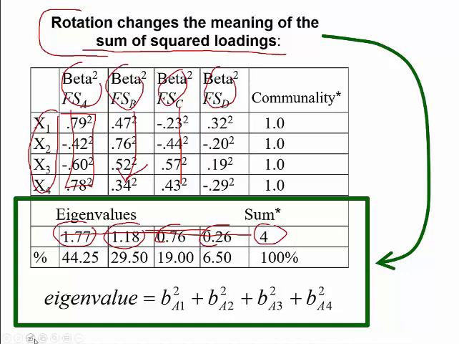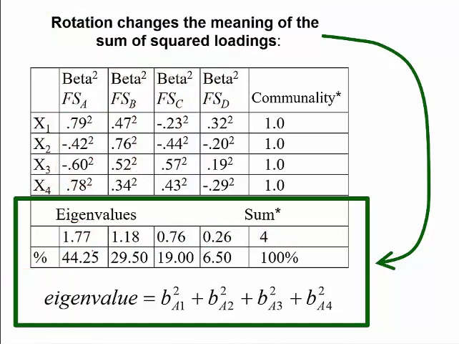And then if we take each eigenvalue and divide by the number of items on our instrument, we get the percent of variance explained by that component or by that factor, how much that factor explains variance in all of our items. And so we saw that our first factor, our first component, explained 44.25% of the variance. The second one explained about 29%. The third one explained about 19%. And the fourth explained a little more than 6%.